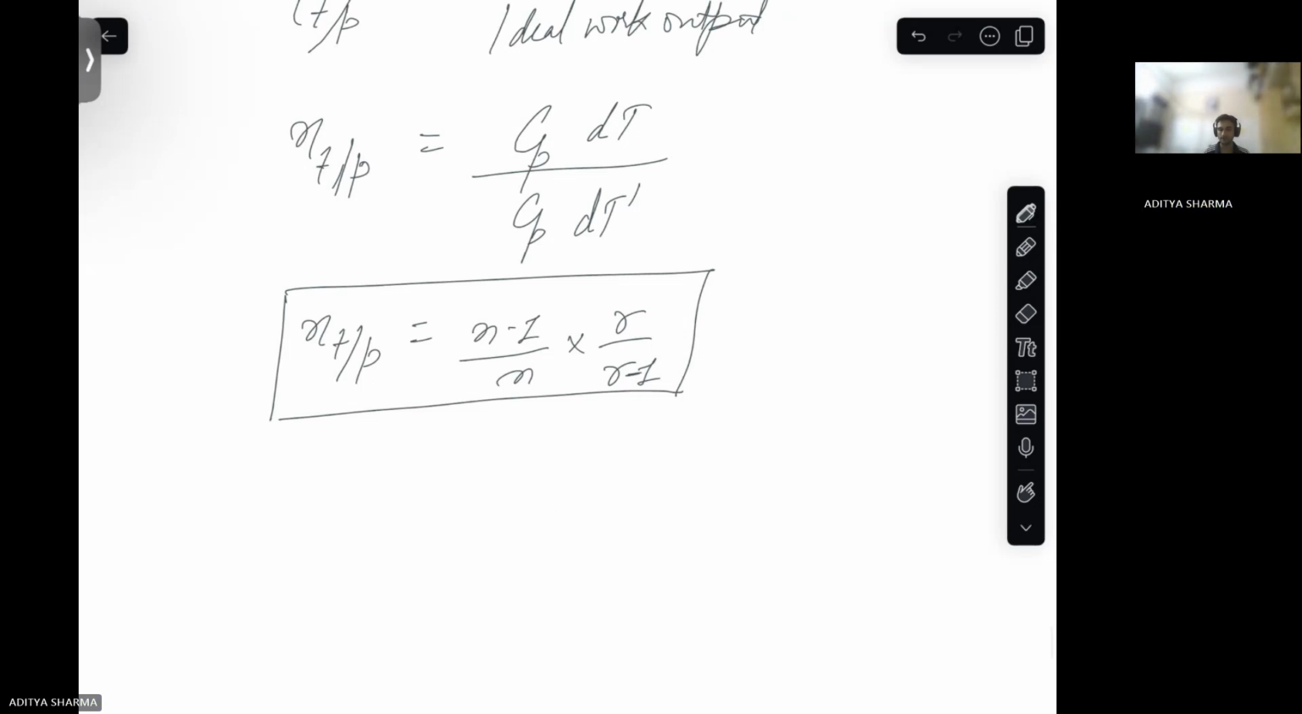So this basically is your polytropic efficiency for an infinitesimal change. Now, based on this efficiency, if you want to compare two turbines having different pressure ratios, what we do is we bring the pressure ratios of both the turbines to a single pressure ratio, and then we compare their polytropic efficiencies. This way it becomes possible to compare both the turbines.